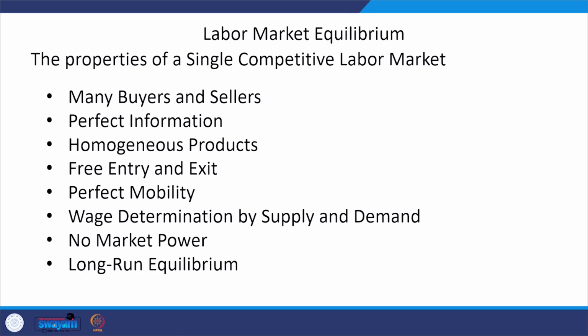Further, it is a long run equilibrium. Neoclassicals believe in long run equilibrium. In the long run, a competitive labor market tends towards equilibrium, where the quantity of labor supplied equals the quantity of labor demanded at a wage rate that clears the market, which we call the market clearing wage rate. This equilibrium ensures that resources are efficiently allocated and there is no persistent imbalance between labor supply and demand. So, the economy tends towards an equilibrium in the long run.